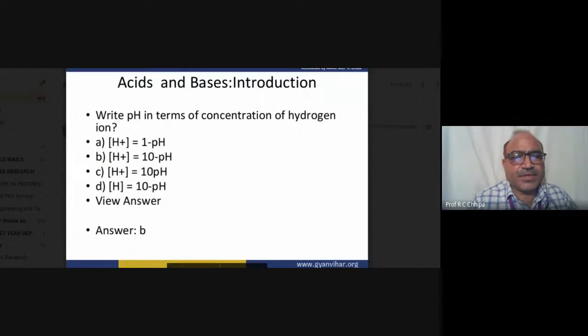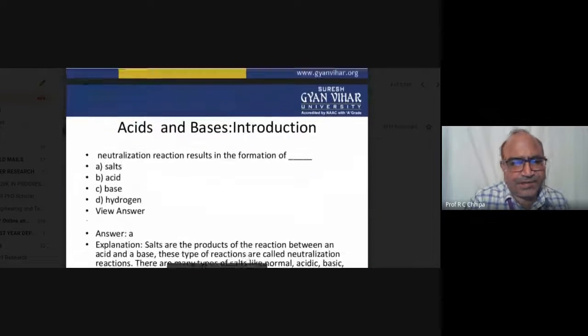Another example: pH is the negative logarithm of hydrogen ion concentration. So pH is expressed in terms of the concentration of hydrogen ion. Therefore, pH itself is the negative logarithm of the hydrogen ion concentration. That is the correct answer.